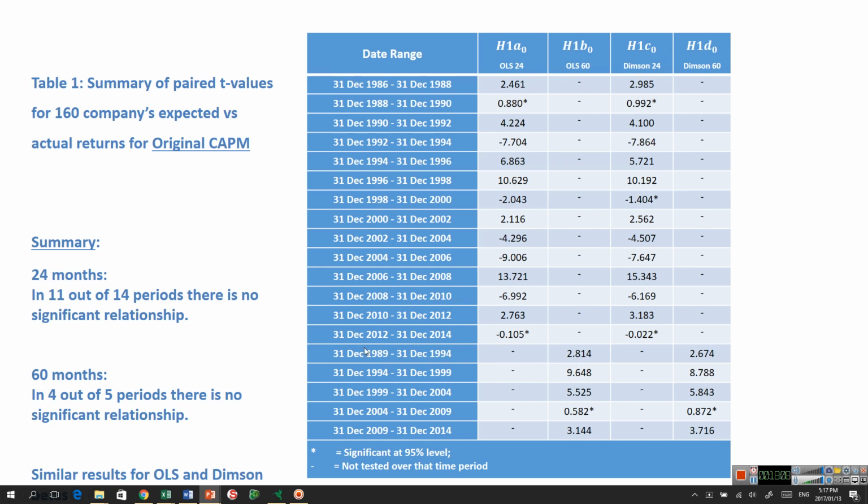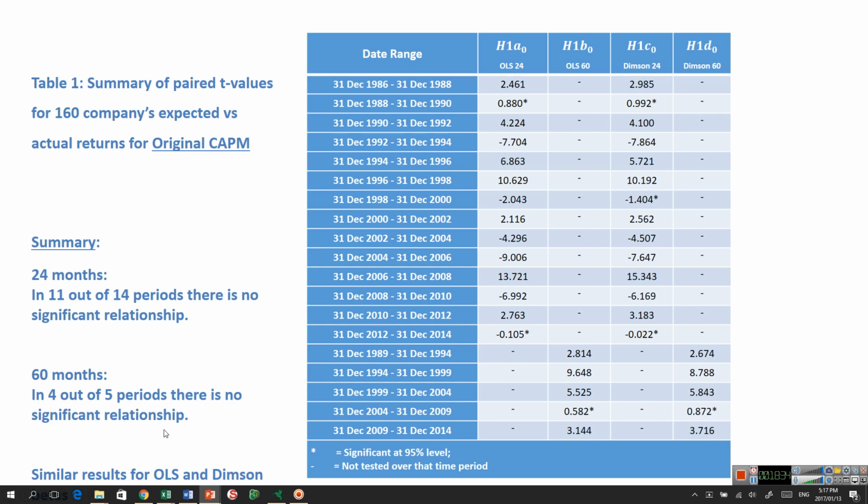So down here we've got the 5-year periods. There are fewer of them, but again, non-overlapping 5-year periods. To summarize the results here, for the 24-month periods, we find that in 11 out of the 14 periods, there is no significant relationship at all. In the 60-month periods, we find that in 4 out of the 5 periods, there is no significant relationship at all.